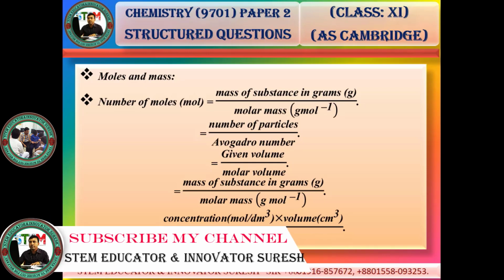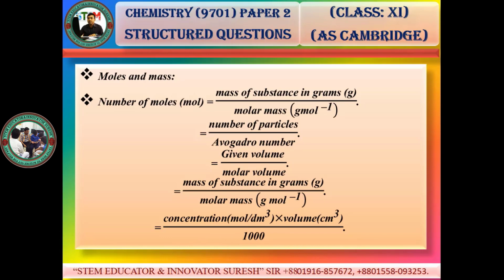Most of you like this one. Number of moles equals concentration into volume divided by 1000. It's familiar to all of you, but don't forget it. You have to use the conversion factor 1000. If the volume is given in dm cube, you need not divide by 1000. Bear in mind, but if the volume is given in cubic centimeter, then you have to use the conversion factor 1000. You have to convert cubic centimeter into dm cube by dividing by 1000.